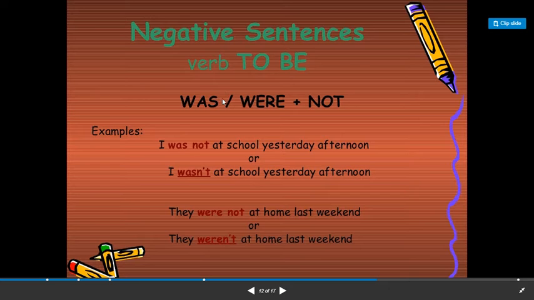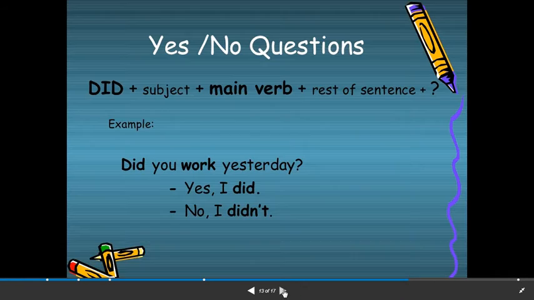For negative sentences with was and were, add not. I was not at school yesterday afternoon, or I wasn't at school yesterday afternoon. They were not at home last weekend, or they weren't at home last weekend.